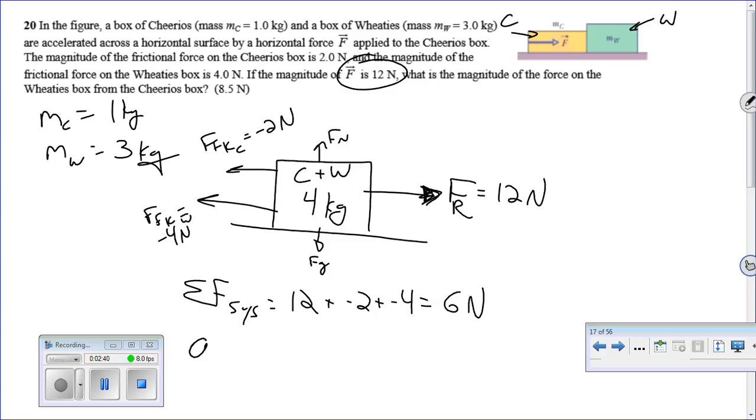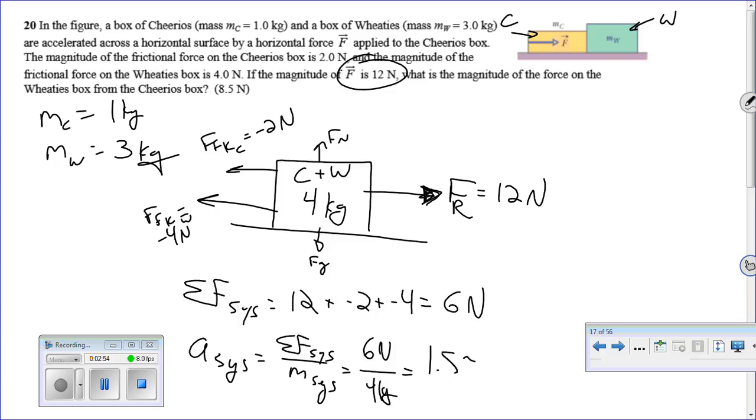And so that means that the acceleration of the system is the net force of the system divided by the mass of the system. So our net force we just found, it's 6 newtons. Our mass is 4 kilograms. Divide all this, you get 1.5 meters per second squared. All right, so that's an analysis of what is happening on the system. So let me clear up some space here on the board.